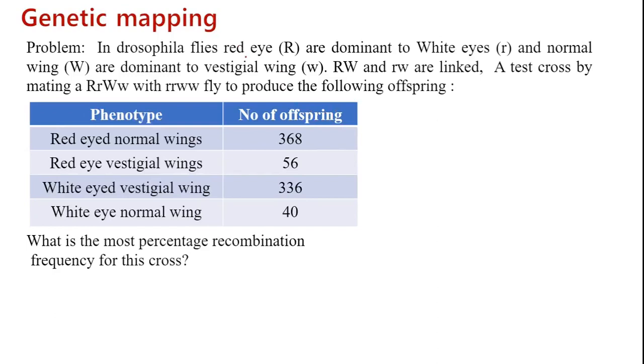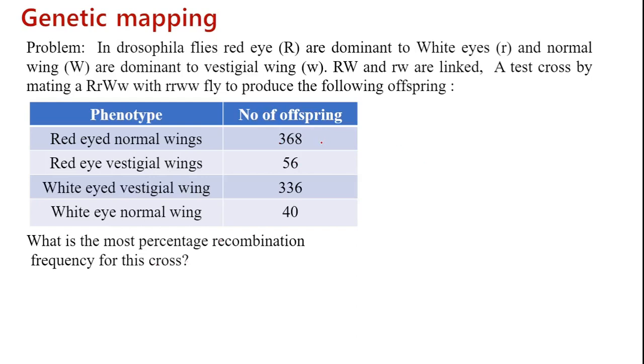In Drosophila flies, red eye is dominant over white eye. Normal wing is dominant over vestigial wing. If these genes are crossed, red eye, that means wild type, is linked together with normal wing, and vestigial and white eye are linked together. A test cross is conducted. The following offspring are produced. And what is the percentage of recombination frequency for that?